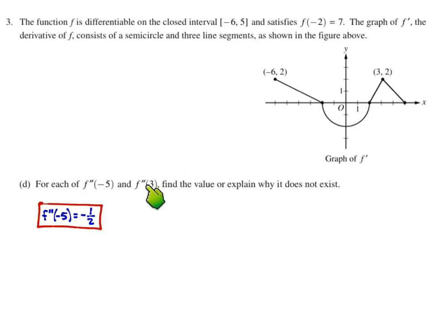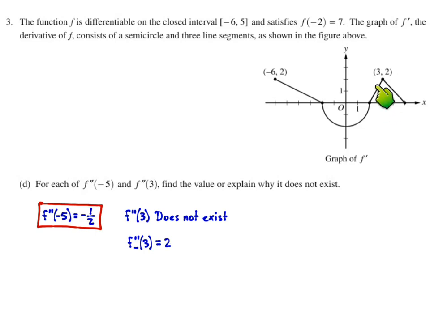Now f double prime of 3, well, if I look over here, f double prime of 3, I'm asking for what the derivative is of f prime. We can see that we can't take a derivative there because we have a corner. But notice it says find the value or explain why it does not exist. Explain why it does not exist. So we know that f double prime of 3 does not exist, but why? The reason is because if I try to take the second derivative from either side, they're not going to be the same value.